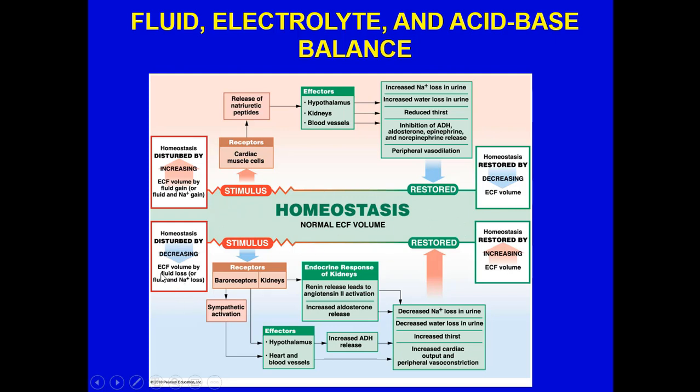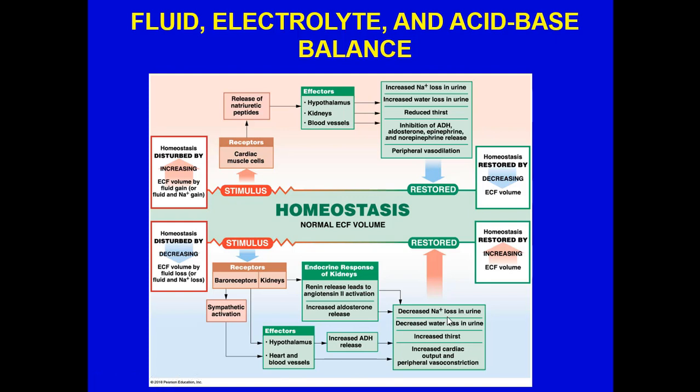If you had a decreasing ECF volume by fluid loss, and this can be, for example, because of fluid loss or sodium loss, or both, the baroreceptors in the kidneys, you're going to get sympathetic activation. You're going to get the effectors of the hypothalamus and heart and blood vessel. What's going to happen there? You're going to get eventually an increase in aldosterone release. You're going to basically retain sodium.